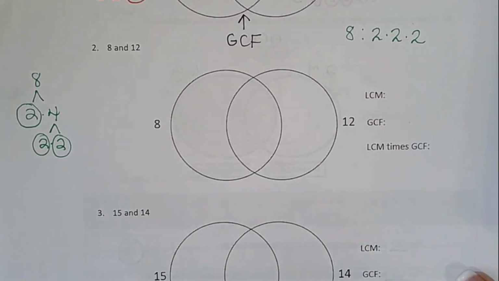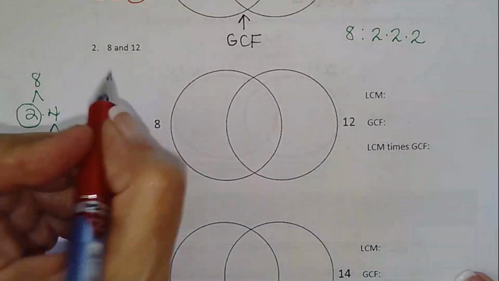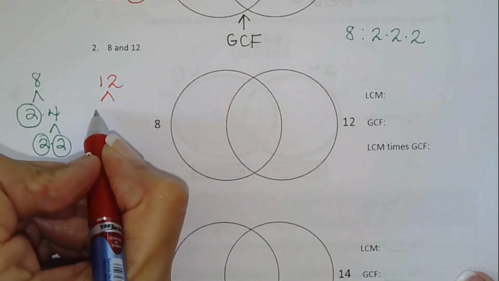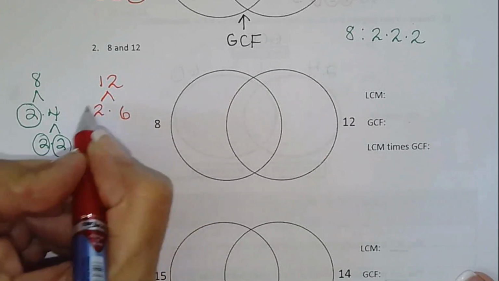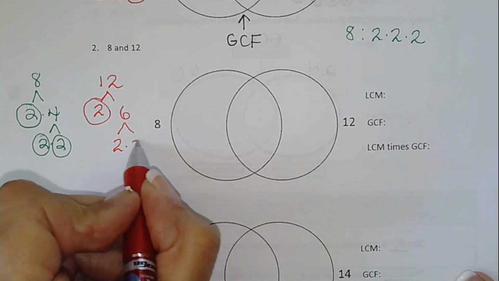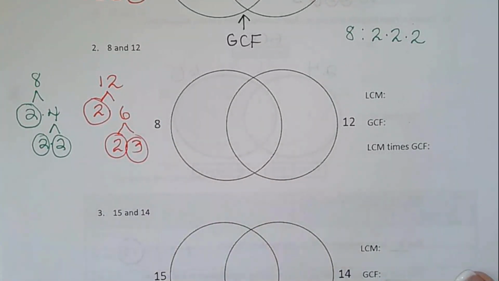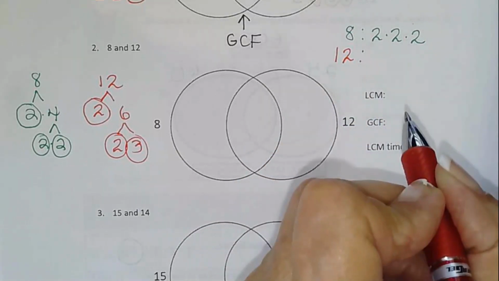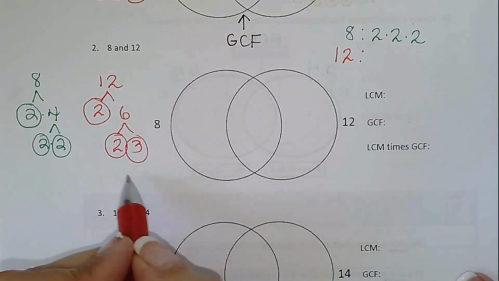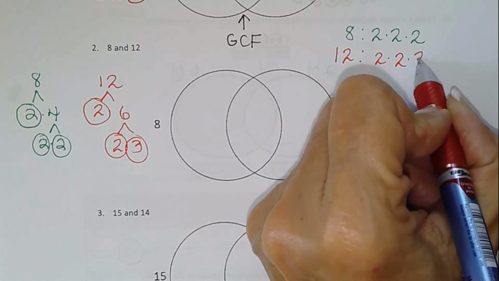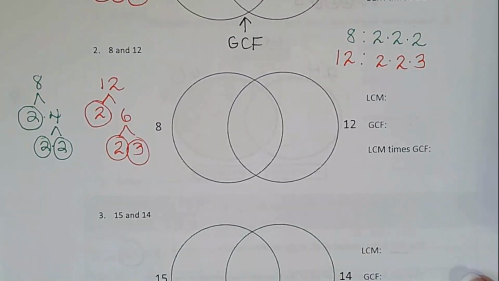Okay, next we have to do 12. So 12 is, we could do 3 times 4 or 2 times 6, doesn't matter which one, I'll just do 2 times 6. And 2's prime, so circle it, and then 6 is 2 and 3. So then I go up here and I write 12 as 2, 2, 3.